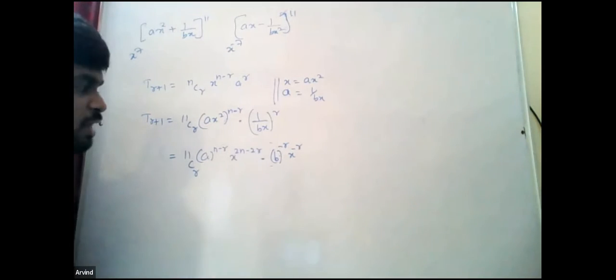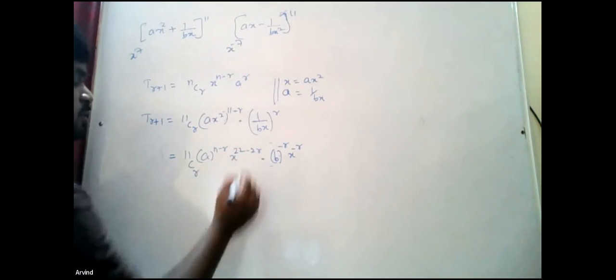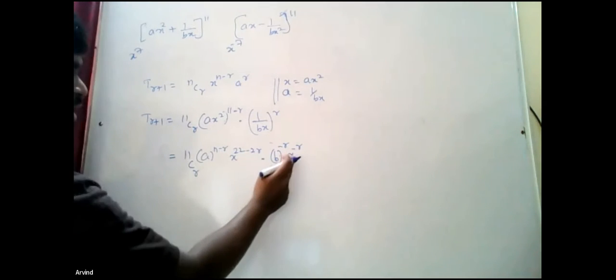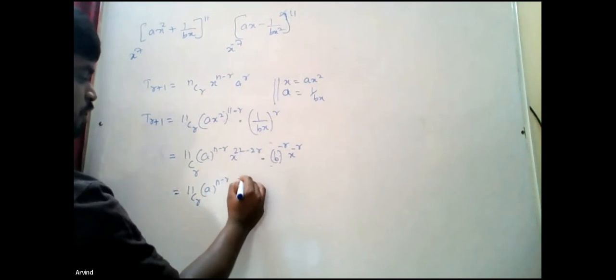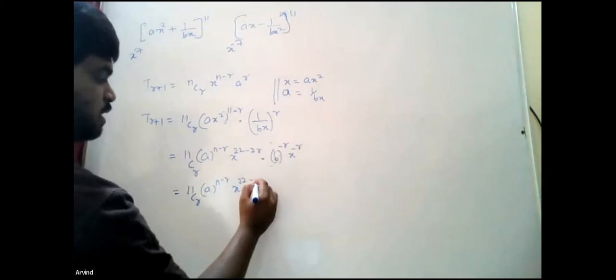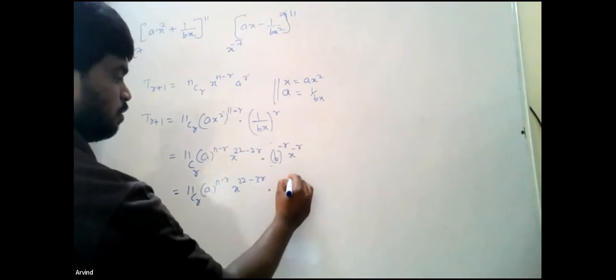Okay, why am I doing this? Because I need x power 7, so I can find the value of r. Here n is 11, so 2 11s are 22 minus 2r. Okay. So there is an r here, an x here and an x here, let us combine. 11Cr a to the power n minus r, x to the power 22 minus 2r minus r will become 3r, into b to the power minus r.